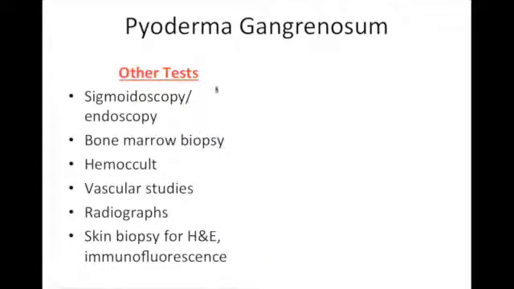Tests to consider in these patients, depending on the patient, include colonoscopies, bone marrow biopsy in a patient with high suspicion for myelodysplasias or gammopathies, hemoccult blood for patients with GI cancer or even inflammatory bowel disease, vascular studies, radiographs, skin biopsy for H&E and immunofluorescence. Immunofluorescence will clearly help you in this case, more so for vasculitides.